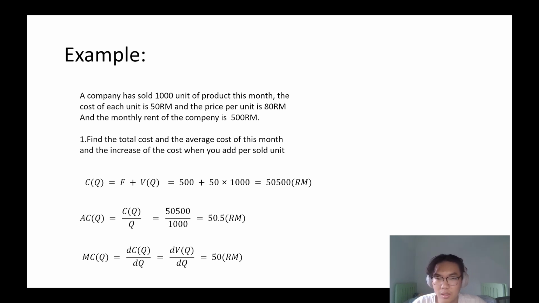And the average cost is simply the total cost divided by the number of units, which equals 50.5 ringgit. And the marginal cost is the derivative of the total cost, which we can derive from this, and we have an answer of 50 ringgit.